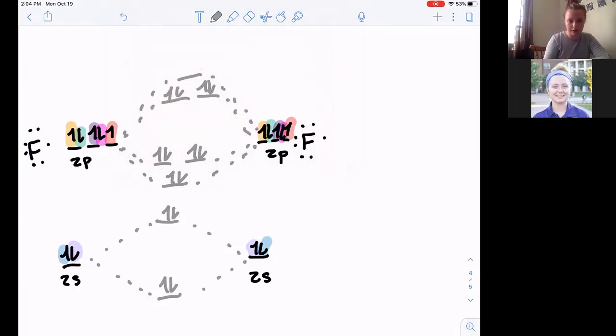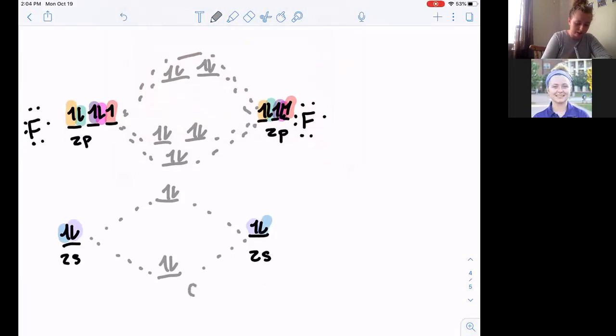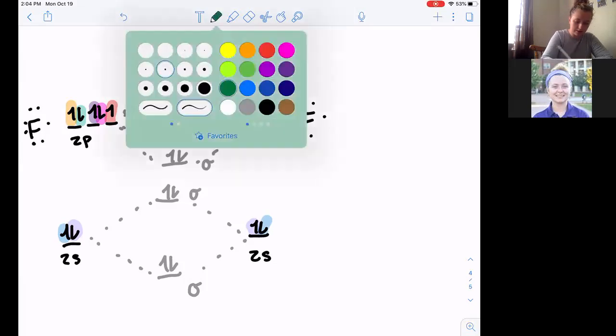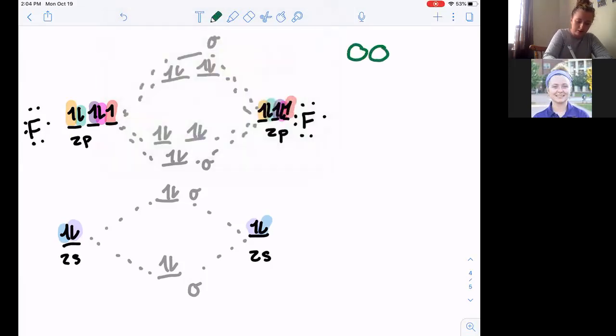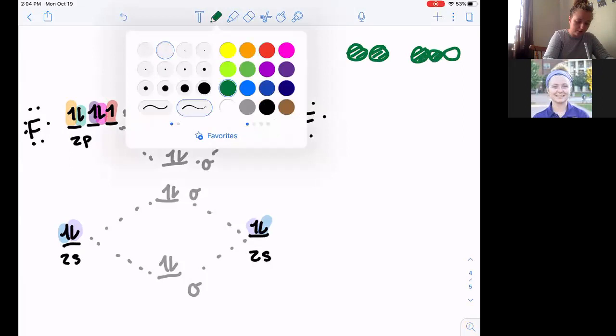So then we have to label this. So this is sigma, this is sigma, this is sigma, and this is sigma. Sigma is when your bonding is head-on. It has the best overlap that way. And this right here is also sigma because it will have the best overlap.